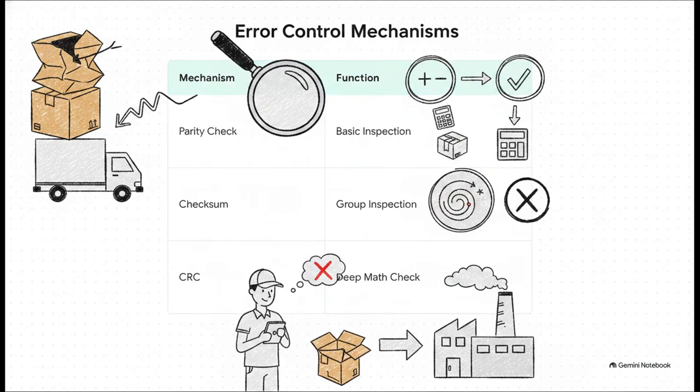But wait, how do we handle boxes that inevitably get crushed in transit? Well, that's where we rely on error control mechanisms, things like parity checks, checksums, and the cyclic redundancy check, or CRC. You can think of these as rigorous, strict quality control inspections happening right at your front door. If the mathematical CRC check fails upon arrival, the receiver knows for sure the data was corrupted during the trip, so it basically rejects the package and just asks the sender to retransmit a fresh, undamaged copy.